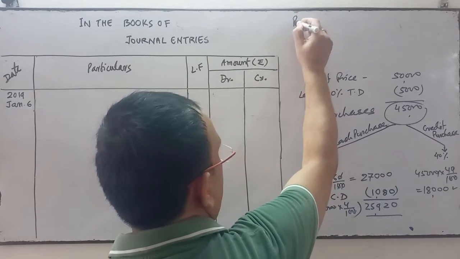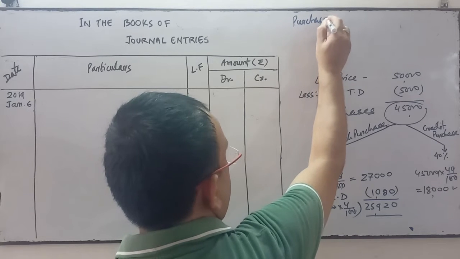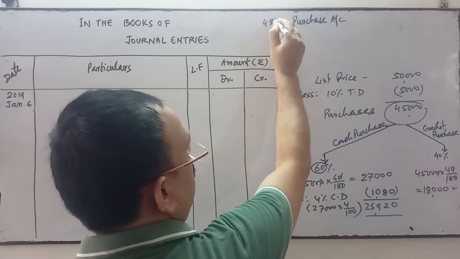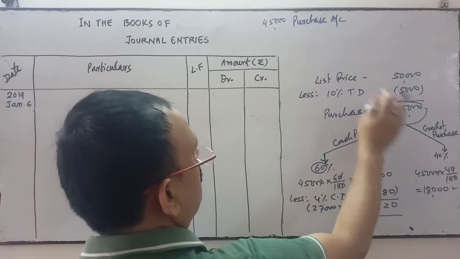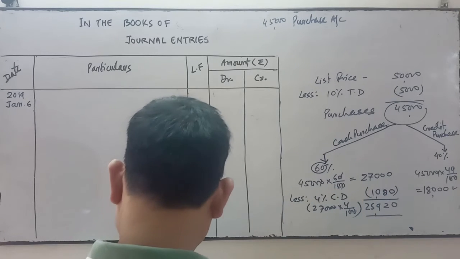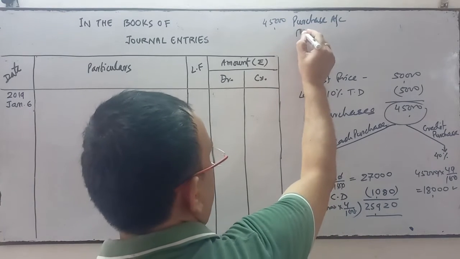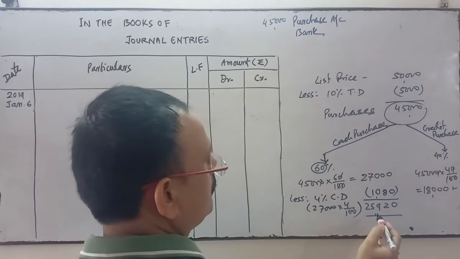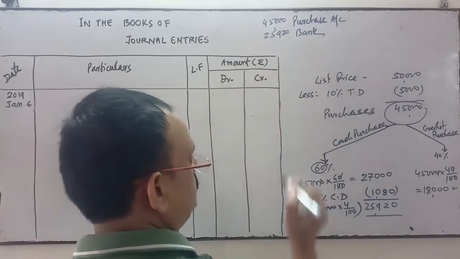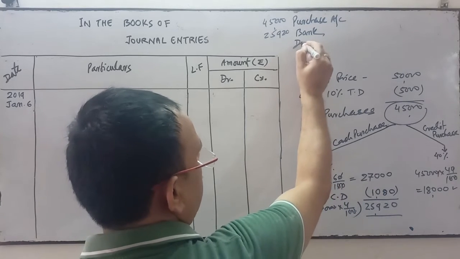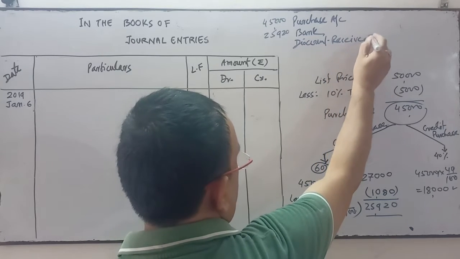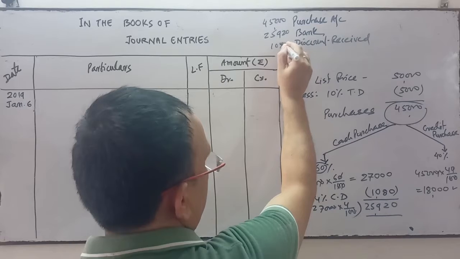So purchase account will be opened. Purchase account. The amount will be 45,000. We'll take the amount 45,000. Thereafter, we have done the purchase, and 60% amount is paid by check. So bank account, when we pay the amount by check, this will be taken, 25,920. Thereafter, discount received. When we do the payment, we will get the discount because we earned it. Earned the discount 1,080 rupees.